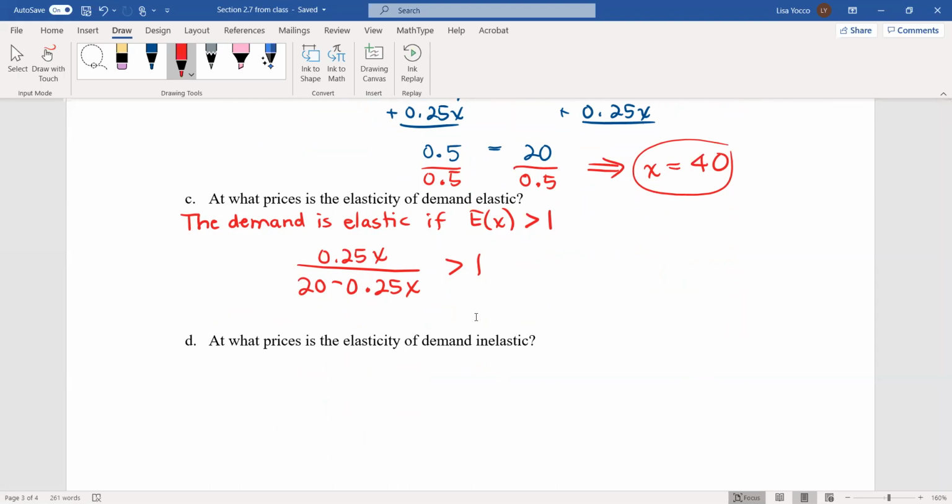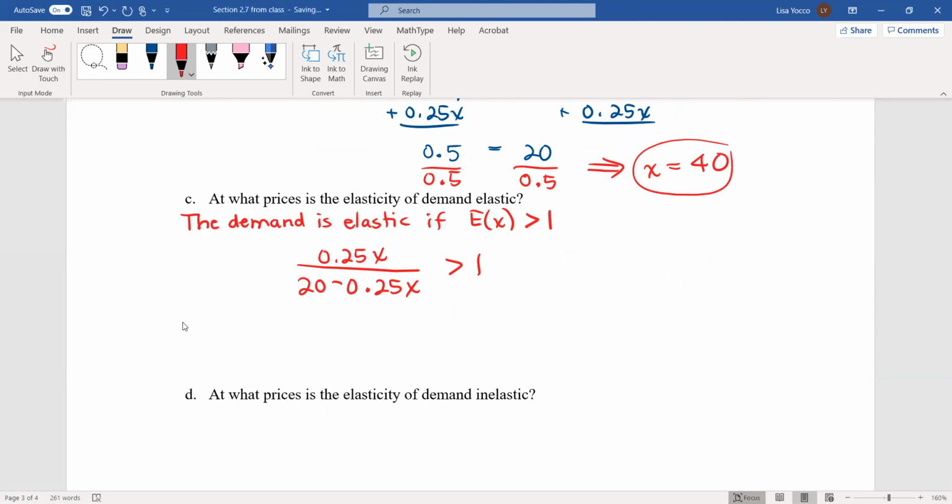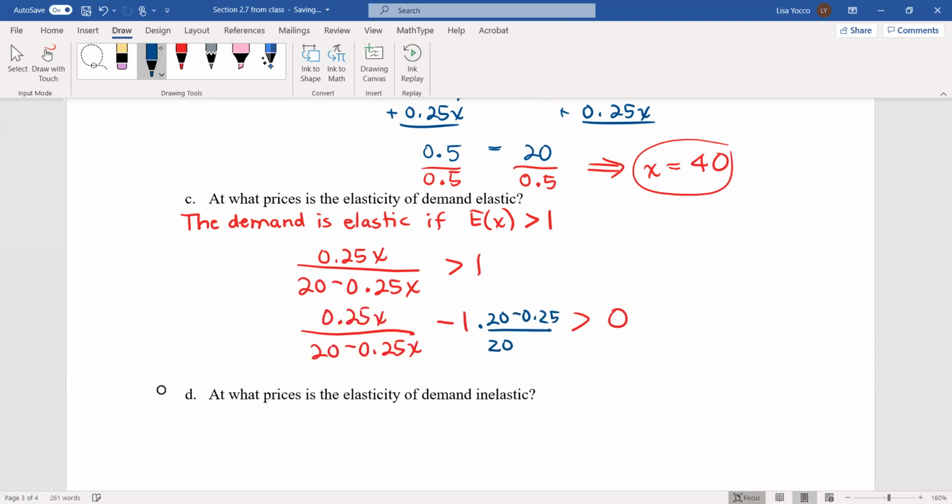So to solve this, we would need to subtract 1 from both sides, get a common denominator. I'm not going to make you do this, so don't worry. I'm just explaining why, it's not important to me that we do something like this. Because this is what I would have to do. I would need to get a common denominator, which means rewriting that 1 with a denominator of 20 minus 0.25x.